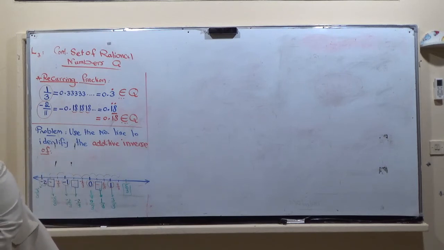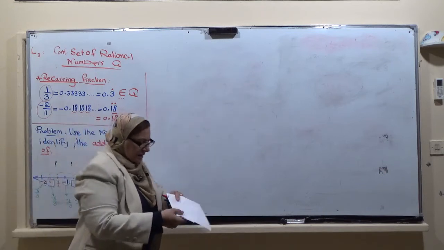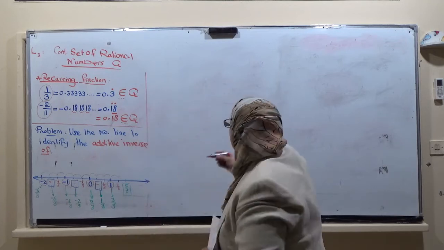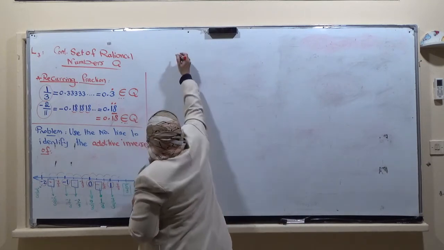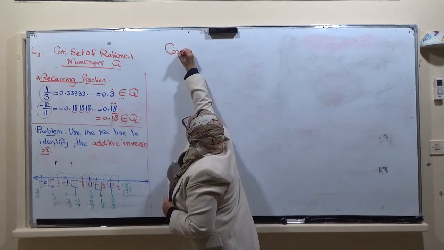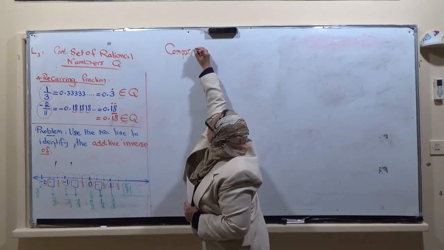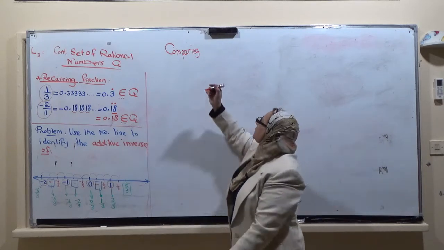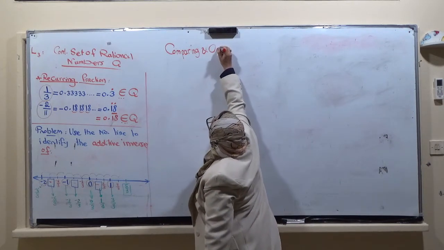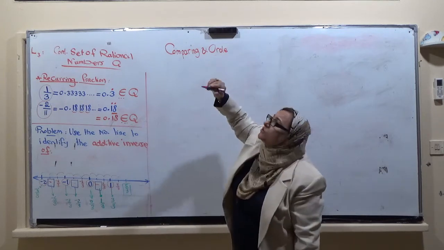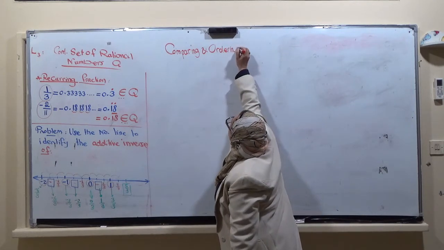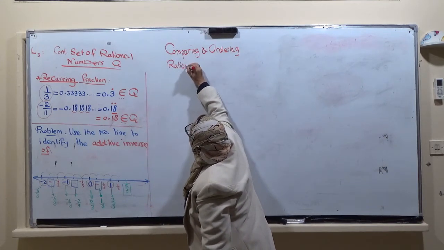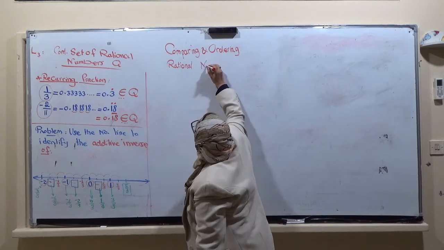Now we want to make a comparison. Now we shall compare. We are comparing and ordering rational numbers. Ordering means arrangement.